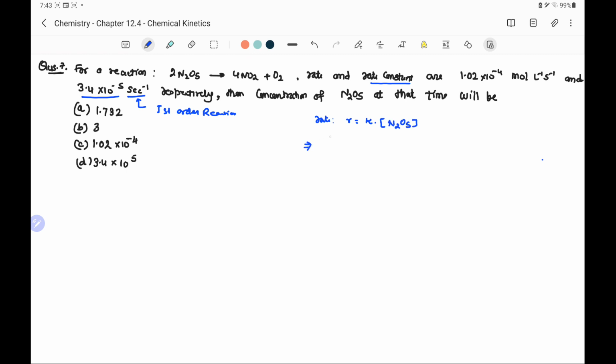Therefore, from the given data, rate is given 1.02 into 10 to the power minus 4, and it will be equal to rate constant, given 3.4 into 10 to the power minus 5 per second, multiplied by concentration of the reactant. Therefore, concentration of the N2O5 will be equal to 1.02 into 10 to the power minus 4 divided by 3.4 into 10 to the power minus 5. So this will be equal to 10.2 by 3.4 and it will give 3. Hence option B is the correct option.